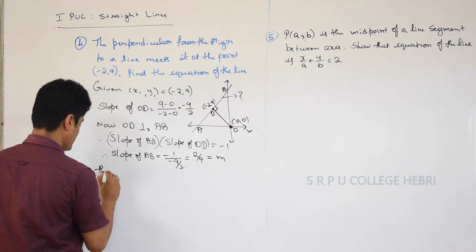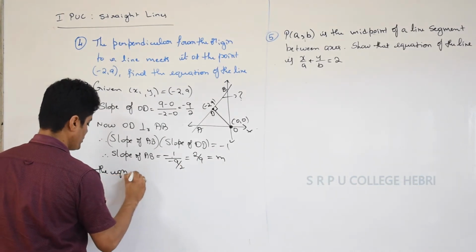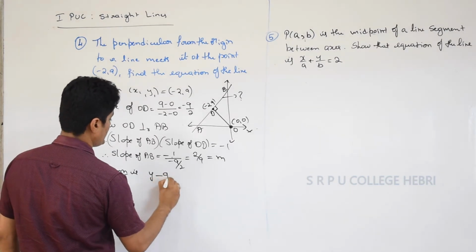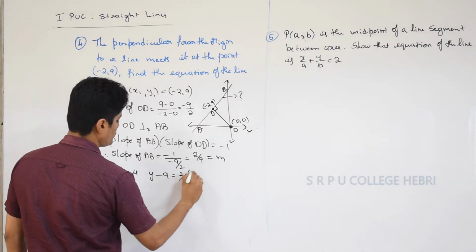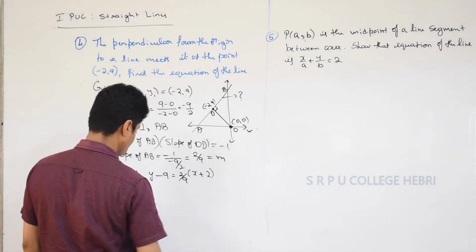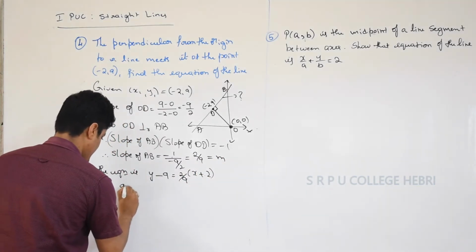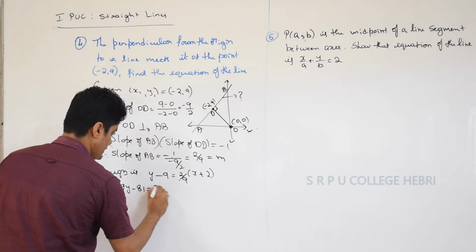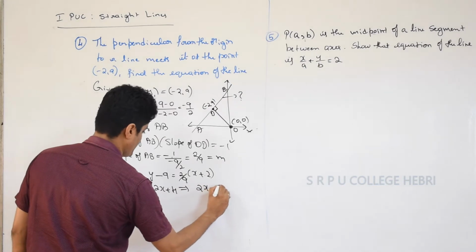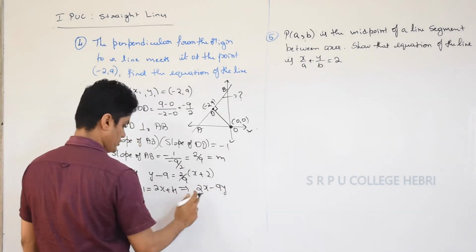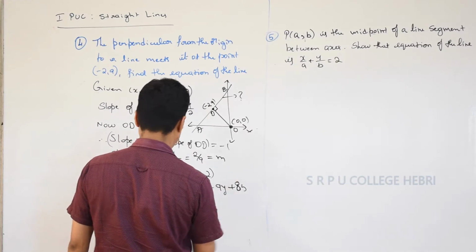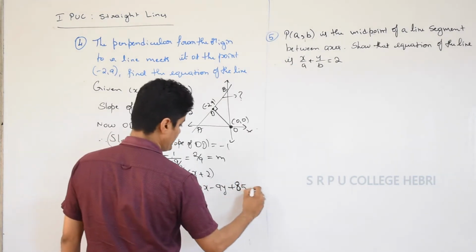Therefore the equation is y minus y1, that is y minus 9, equal to 2 by 9 into x minus x1. What is x1? Minus 2, so it becomes x plus 2. So this will be 9y minus 81 equal to 2x plus 4. So this implies the final answer is 2x minus 9y, when we bring this across, 81 plus 4 becomes 85, equal to 0.